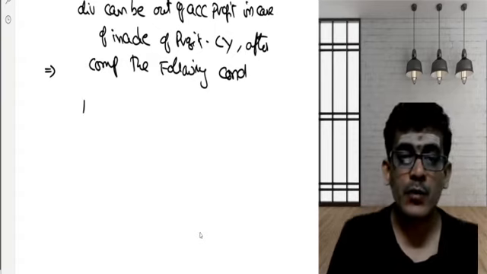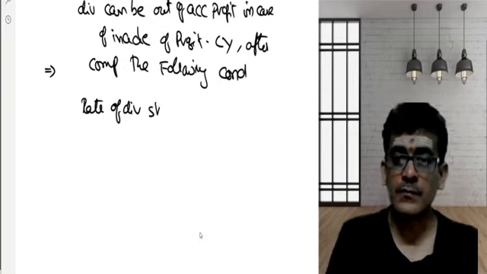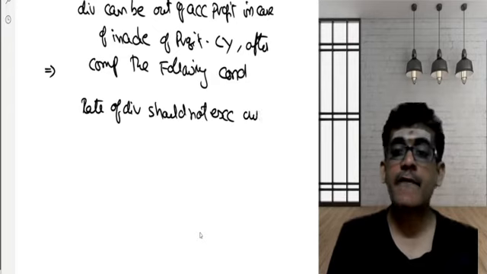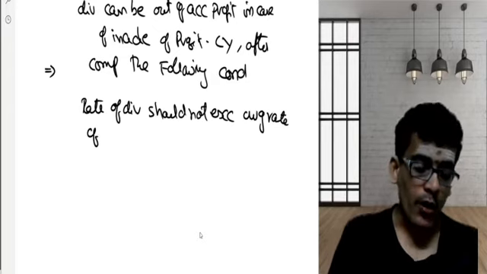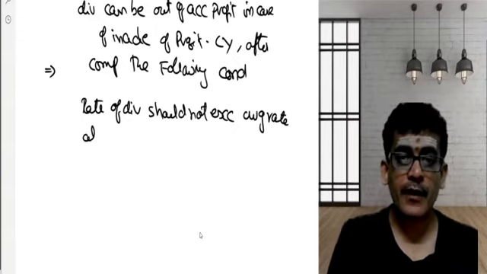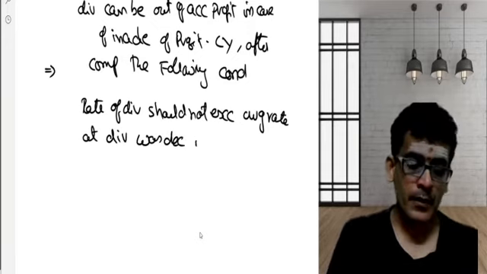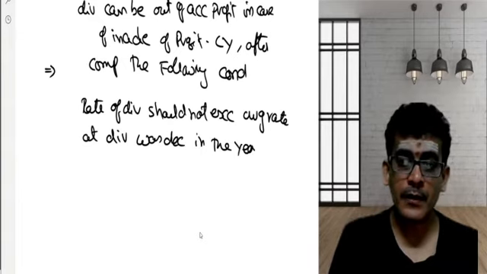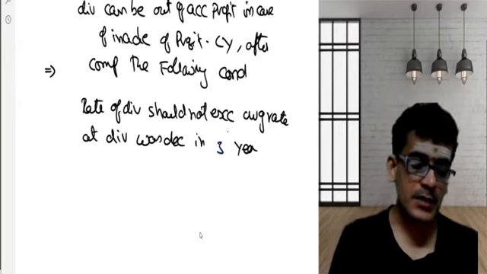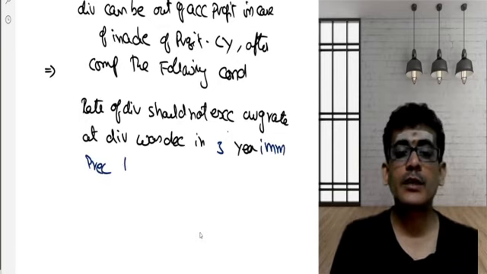Now what the rule says: whatever rate of dividend you are declaring, that rate of dividend should not exceed the average rate at which dividend was declared in the 3 years immediately preceding that year.